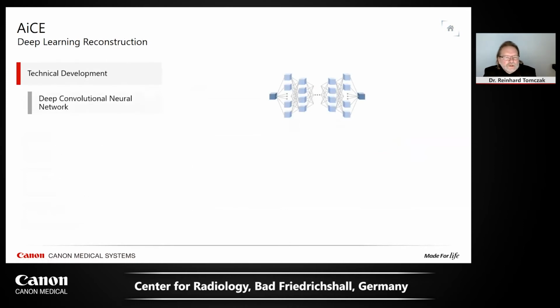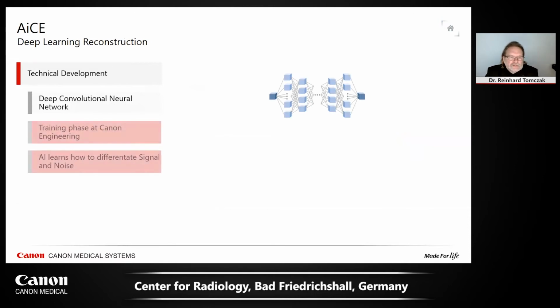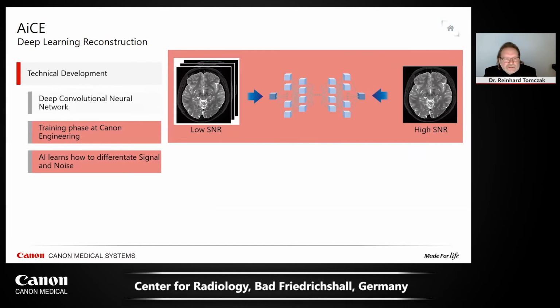About the technical development, it's working on a deep convolutional neural network. This is all done by Canon. There's a training phase for every system. They give thousands or millions of pictures into the system to train it. These pictures have low signal to noise and pictures with high signal to noise, and the system, the AiCE, is learning to differentiate signal and noise, and to create from a low signal-to-noise picture a high signal-to-noise picture, what we want to have.